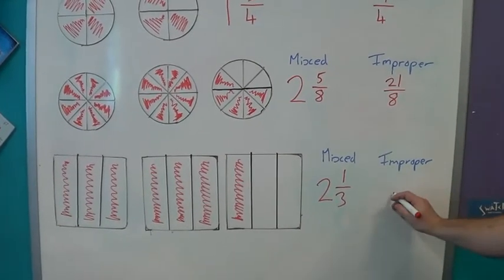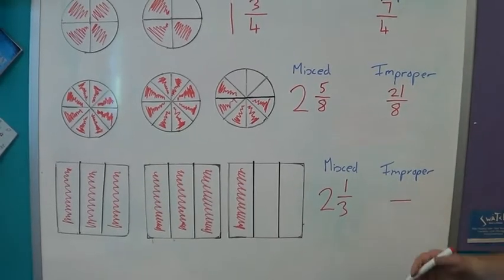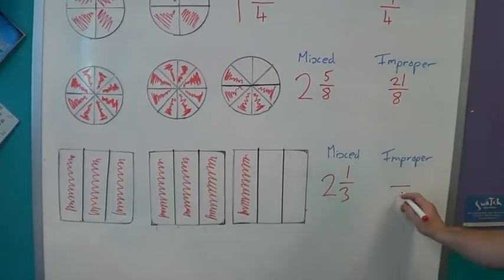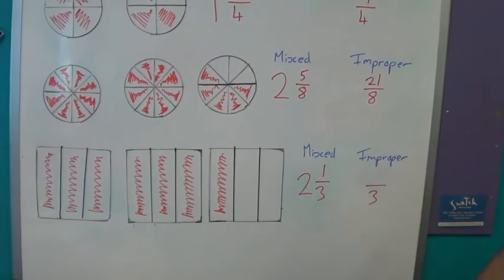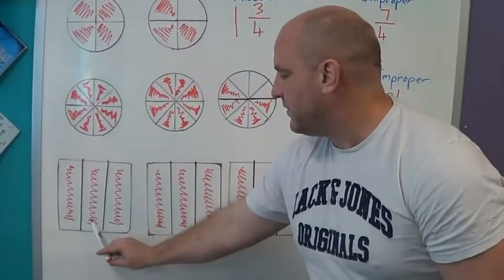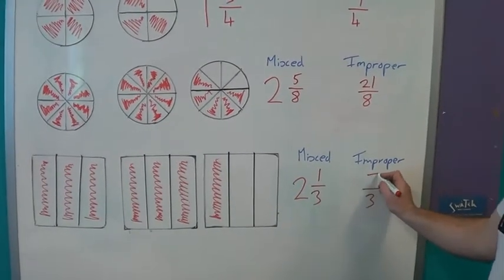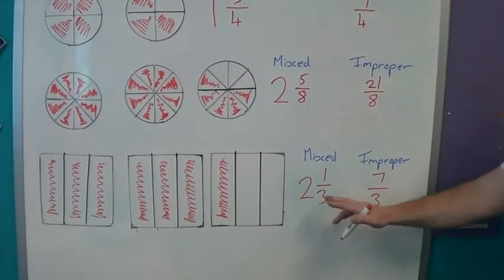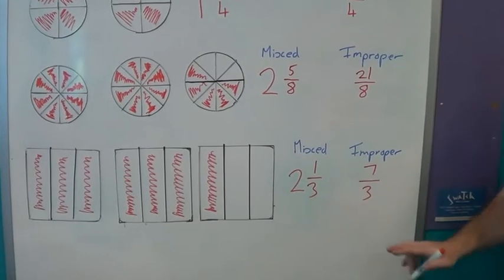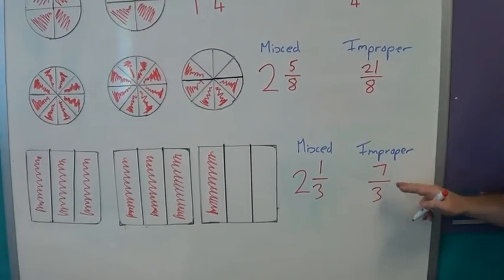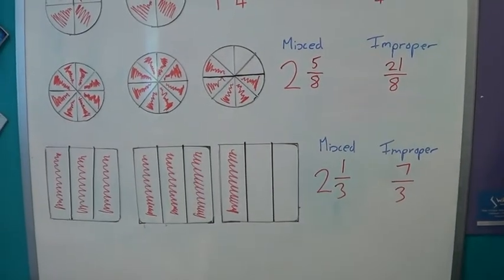Again, for our improper fraction, we do a fraction line, you pick what it's split into, so again it's 3, and then we count all the little pieces all together. 1, 2, 3, 4, 5, 6, 7. So as you can see, again we have a whole number and a fraction for our mixed, and we have a numerator that's bigger than the denominator for our improper fraction.